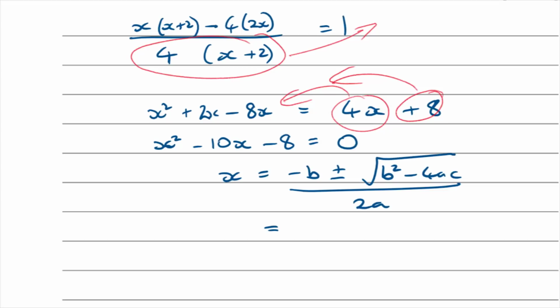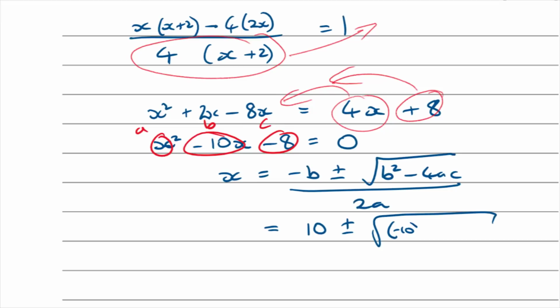Right, so what's a, b and c? That's my value of a there, that's a. This is b, this is c, isn't it? So sub in those values carefully. Minus b is minus minus 10, which is plus 10. 10 plus or minus the square root of minus 10 all squared minus 4 lots of a, which is 1, times c, which is minus 8, all divided by 2 lots of 1.